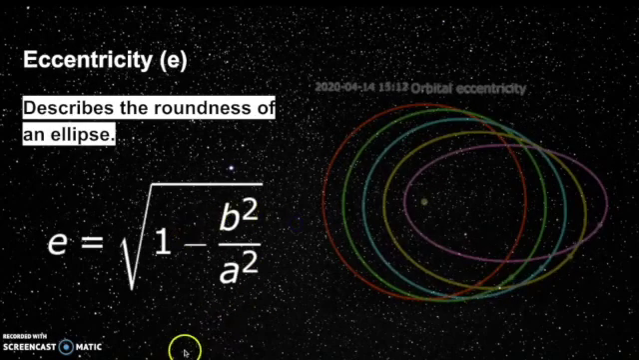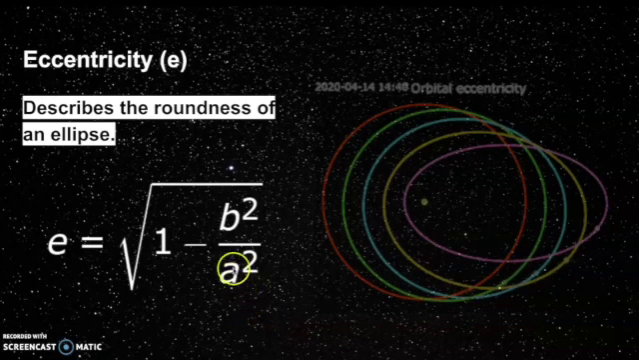So another element that we need to look at is eccentricity. Eccentricity describes the roundness of an ellipse. So the closer it gets to a circle, the more that just describes the eccentricity. We can calculate eccentricity with this formula here. Please jot that down in your notes.